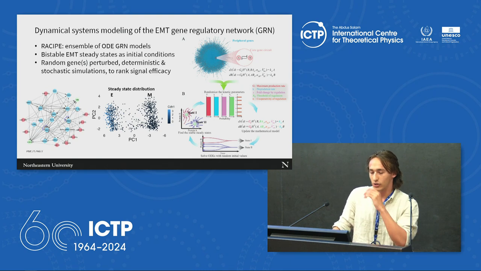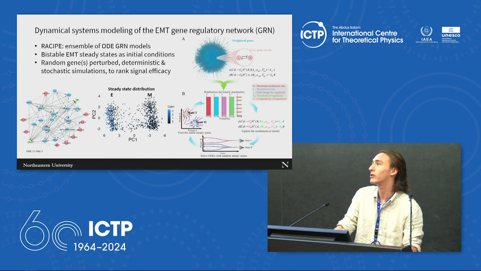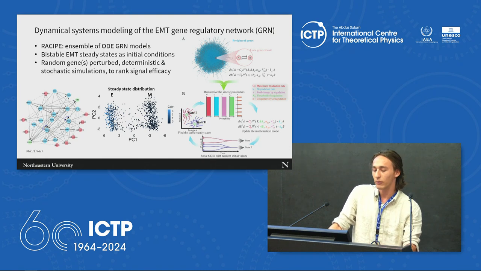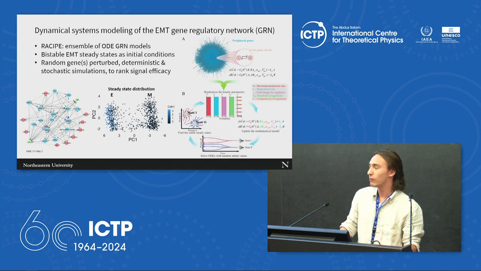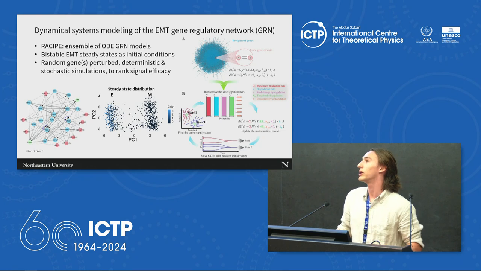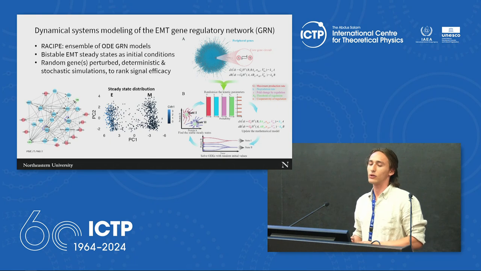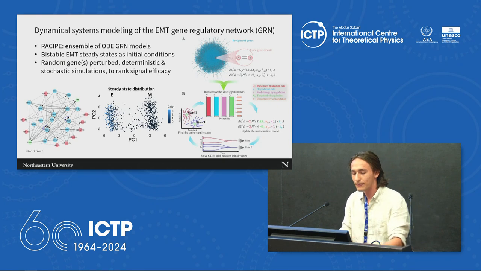This network was constructed in a previous work based on experimental evidence, and it includes 26 transcription factors, microRNAs, and readout genes. Interestingly, we find that the structure of this network promotes a pretty robust bistability. So kind of regardless of the parameters that you choose, most models will have a steady state solution in the E cluster and in the M cluster.